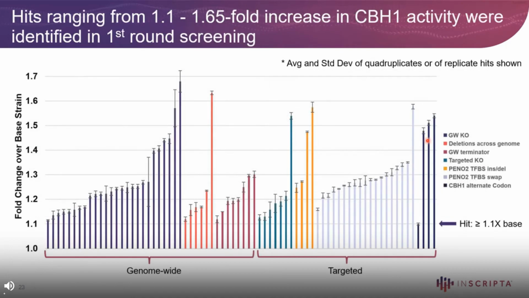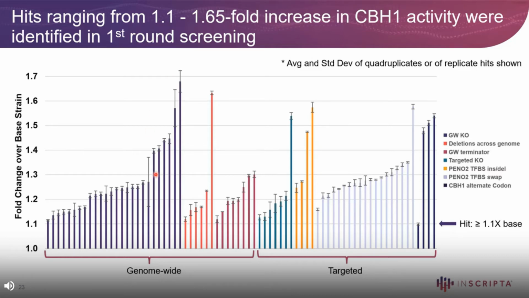Okay, so here's what the data looks like. This is all retest data for all the hits that we identified. And I'm showing the full change over the base strain, so the full change in CBH1 activity over the base strain. And I colored it by these different library concepts, so all 7 different library concepts. So you can see that with the genome-wide and the untargeted, basically unbiased approach, we were able to identify a lot of hits. And then from the targeted libraries as well, we were able to identify some nice hits, anywhere from about a 1.1 to a 1.6-fold increase in CBH1 activity.